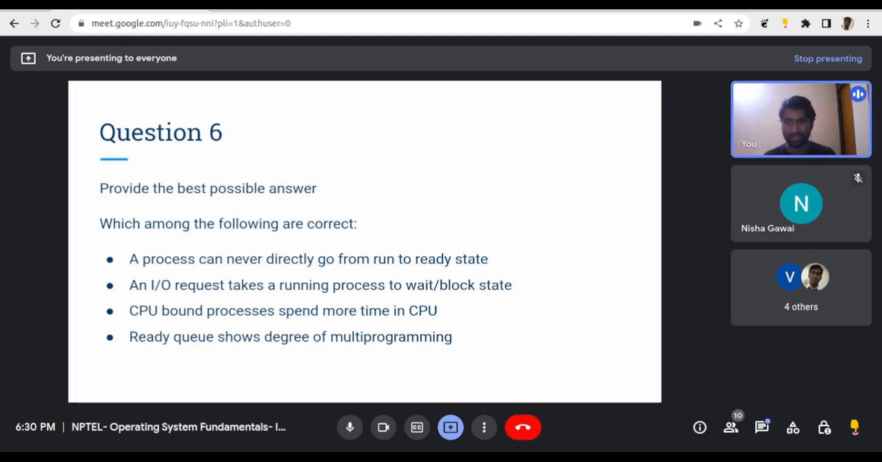An IO request takes a running process to waiting or block state. CPU bound processes spend more time in CPU, and ready queue shows degree of multi-programming. Which among the following do you think is, or are, correct? Anyone would like to contribute?